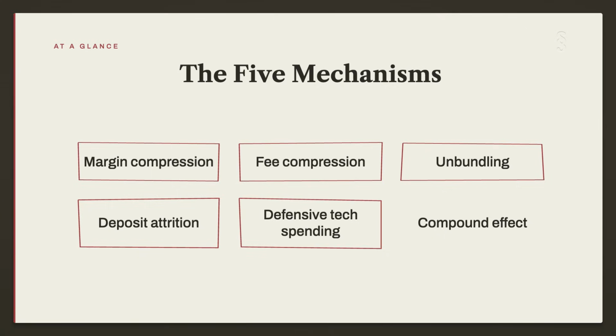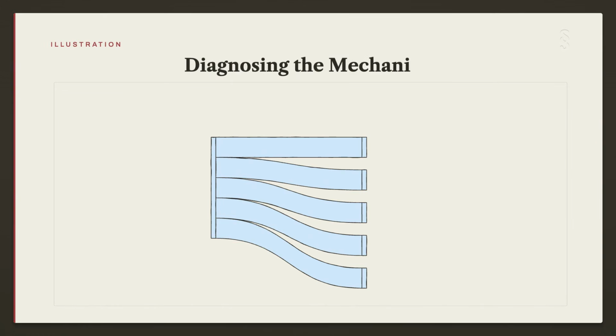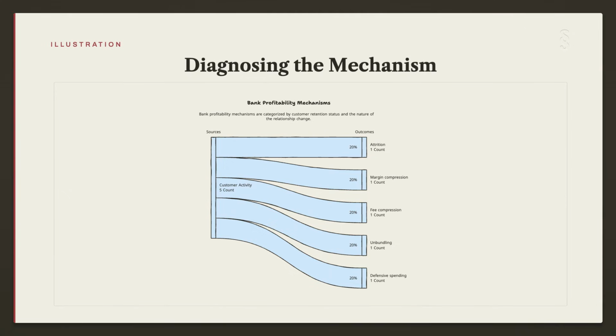These 5 can compound, each hitting a different line item, which is exactly why the total damage often goes unnoticed until it's severe. Sorting these apart comes down to 2 questions. Did the customer stay or leave? And did the whole relationship change or only part of it? Departure means attrition. Full retention at a worse price means margin or fee compression. Partial loss means unbundling. And voluntary cost means defensive spending.